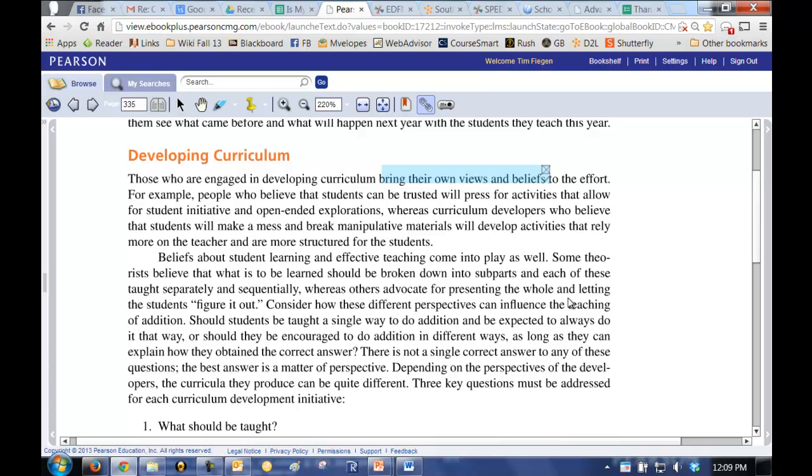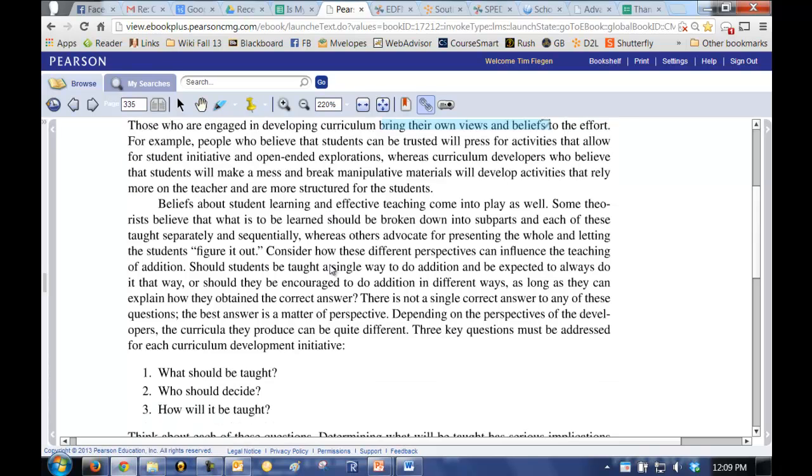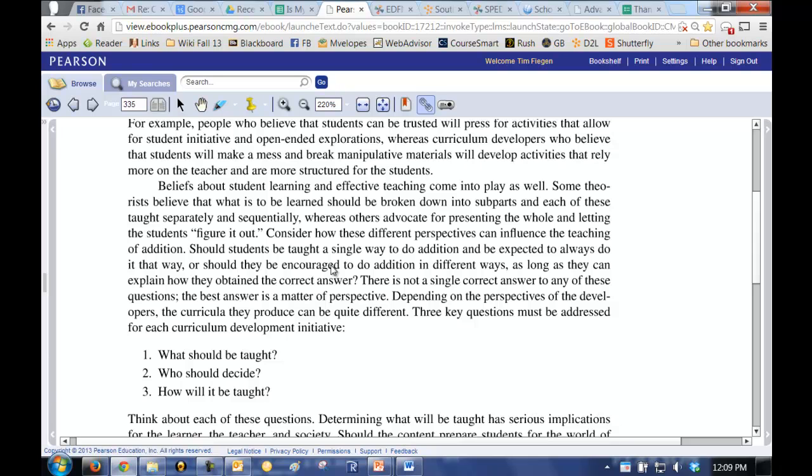That's why it's really hard to have a one-size-fits-all, because you'll have a group of students that can work independently and responsibly and have kids the same age, maybe even the same school, that can't. And that's what I think is the tragedy of trying to have a one-size-fits-all. So I believe students learning can come in and play as well. Some theorists believe that what is to be learned should be broken down into parts. Others see it as we can teach it as a whole. They'll figure it out.